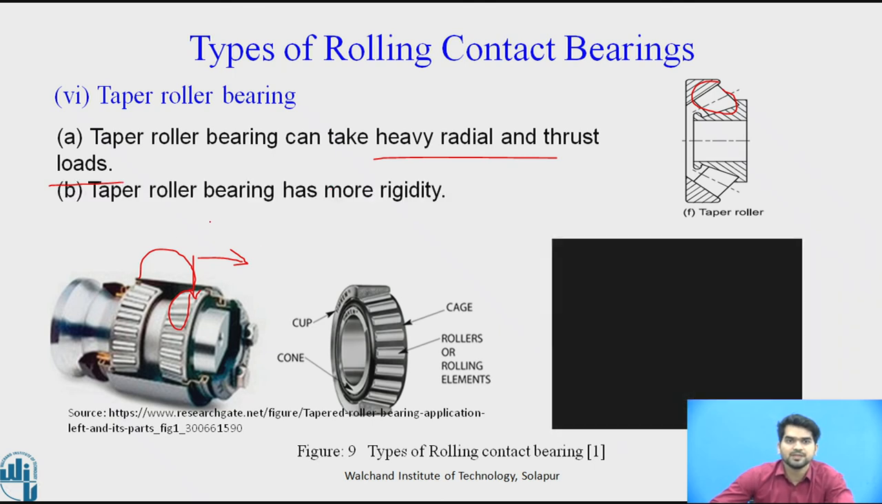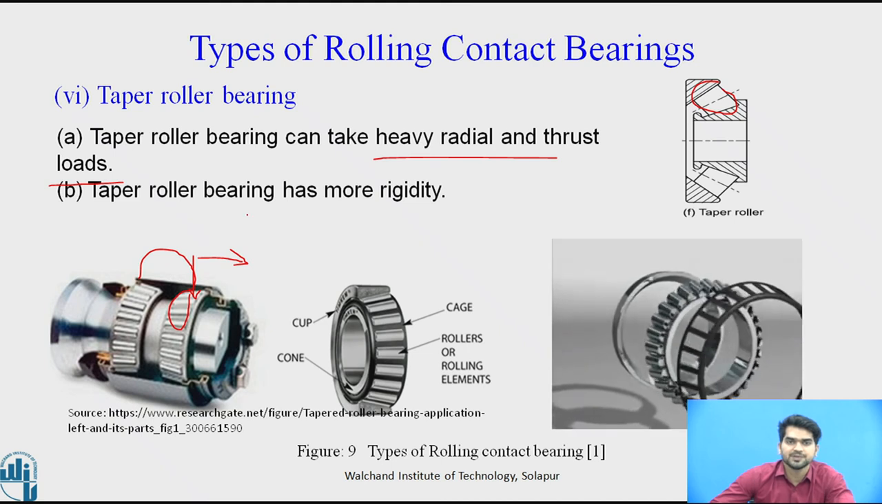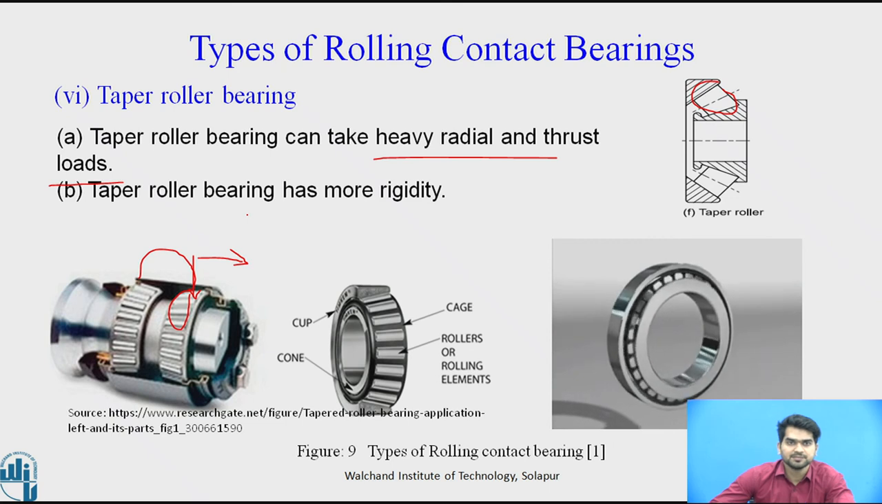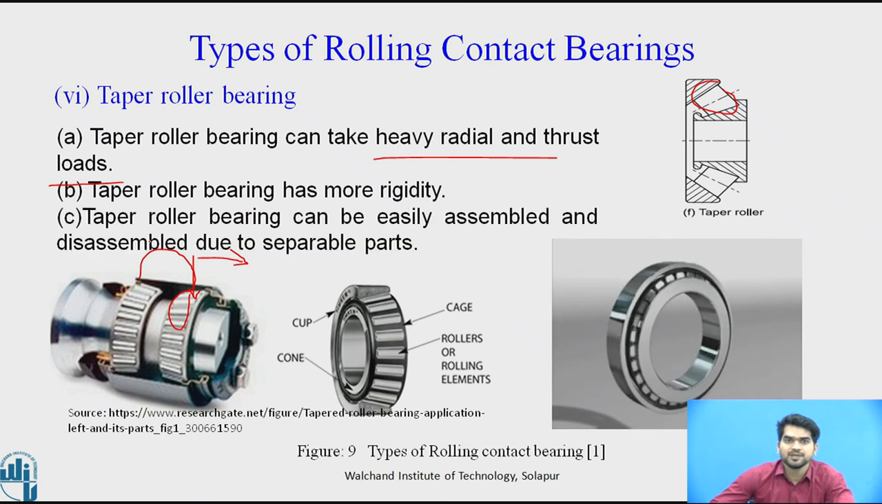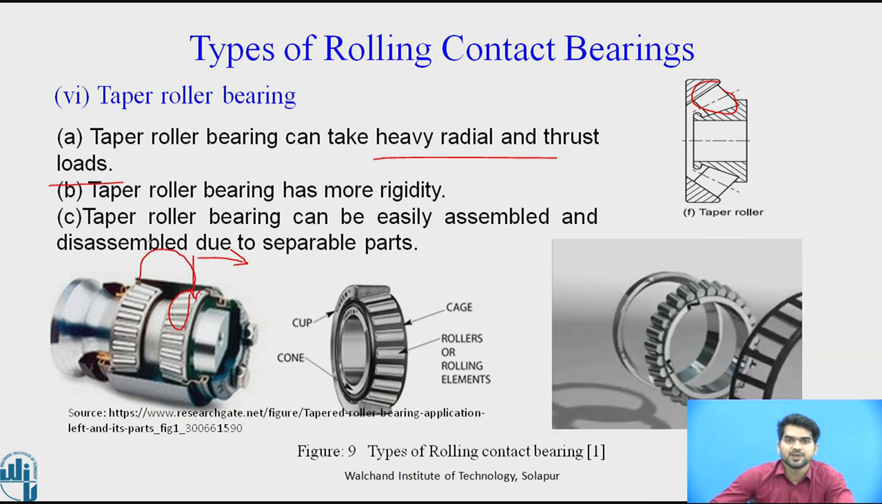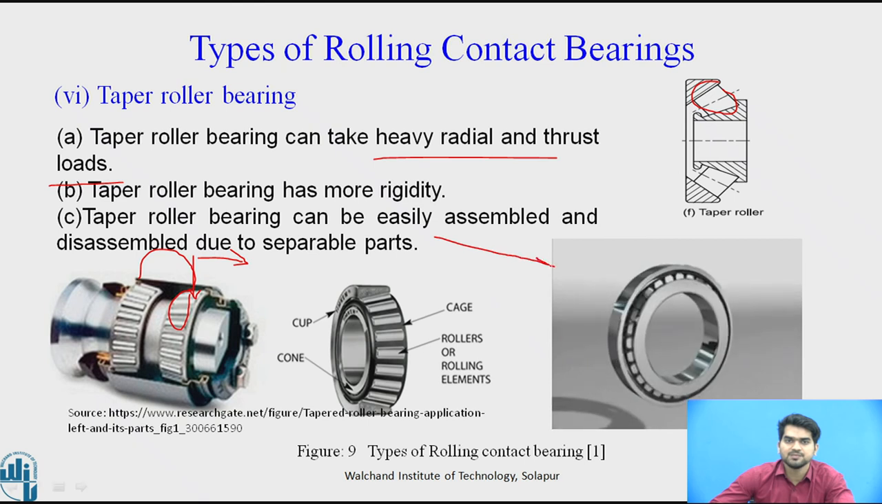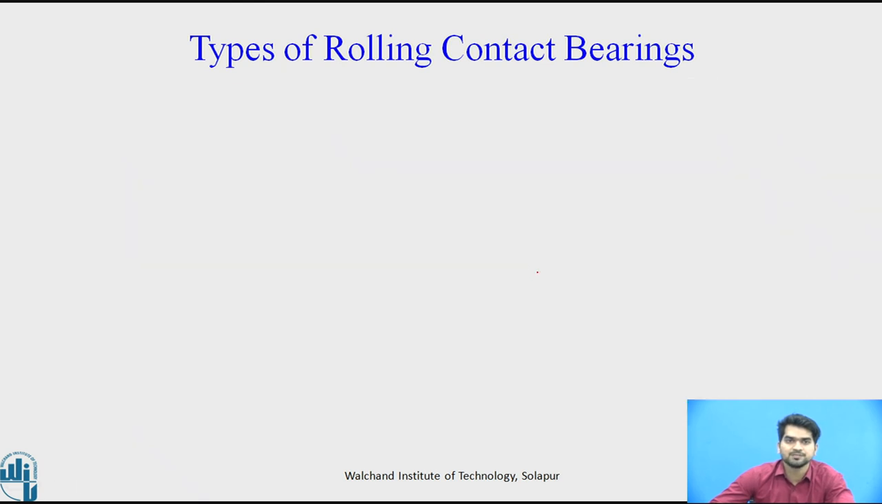The taper roller bearing has more rigidity as compared to the deep groove ball bearing and the cylindrical bearing. The taper roller bearing can be easily assembled and disassembled due to its separable parts. In the animations you will see the assembly of the taper roller bearing.